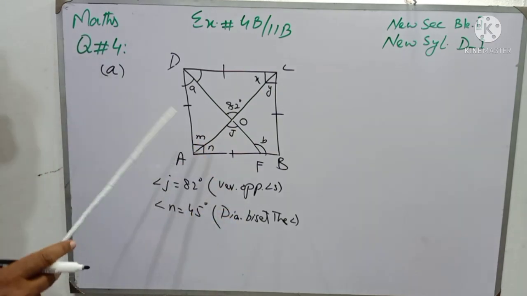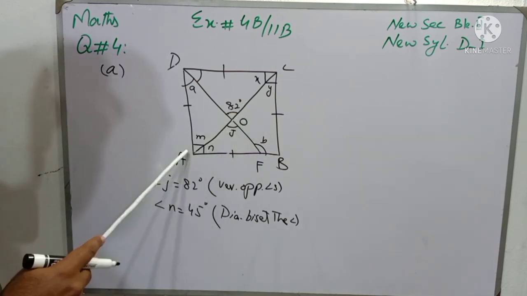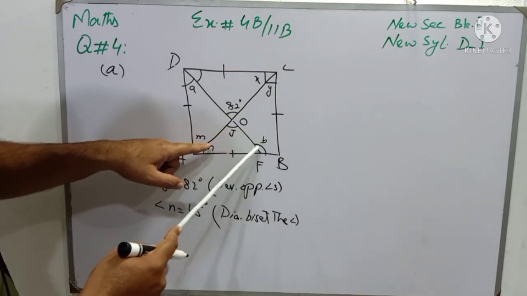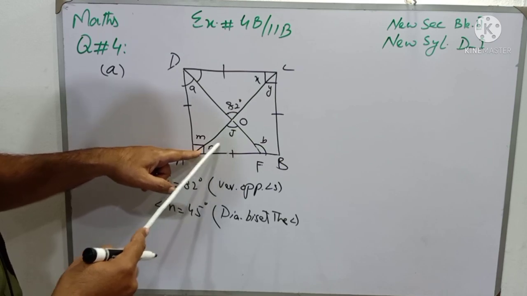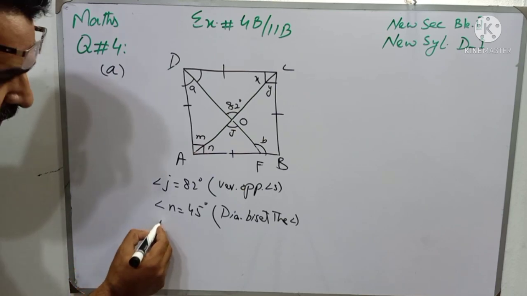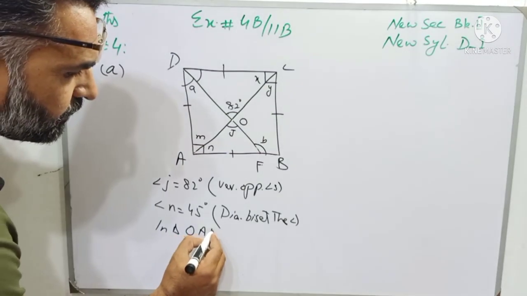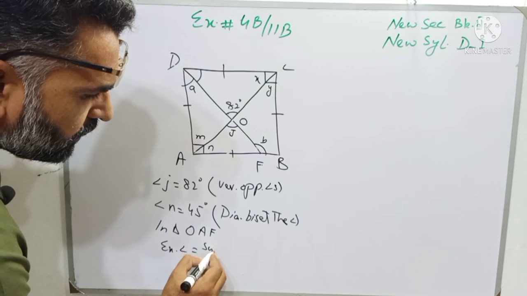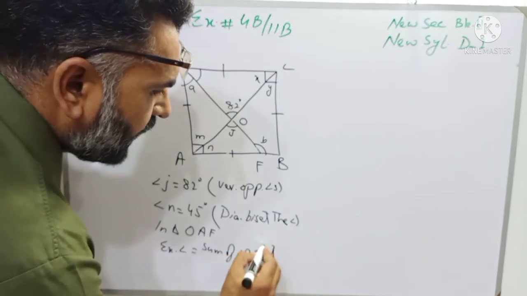Now students, here we will apply the formula. If we discuss triangle OAF, this angle B is an exterior angle, and an exterior angle of a triangle is equal to the sum of opposite interior angles. So here we will apply a formula. In triangle OAF, exterior angle is equal to the sum of opposite interior angles.